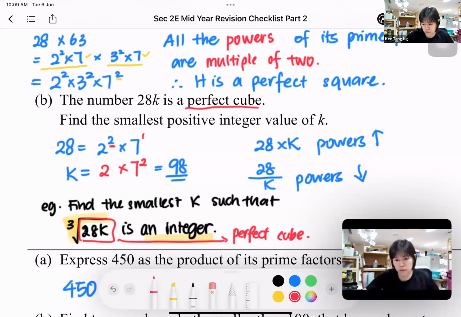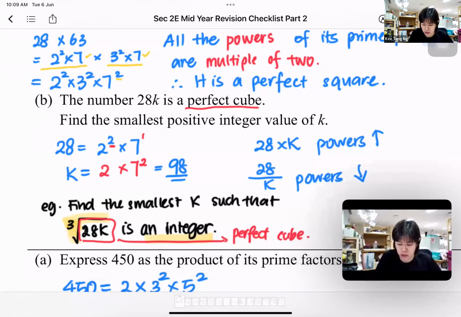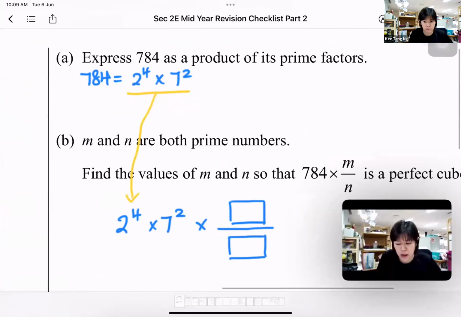Okay, can. Should have been done also. Okay, then I'll go on to the next part of the question. Next question over here. Express 784 as a product of its prime factors. This one don't need me to teach you, right? You should know how to do prime factorization.